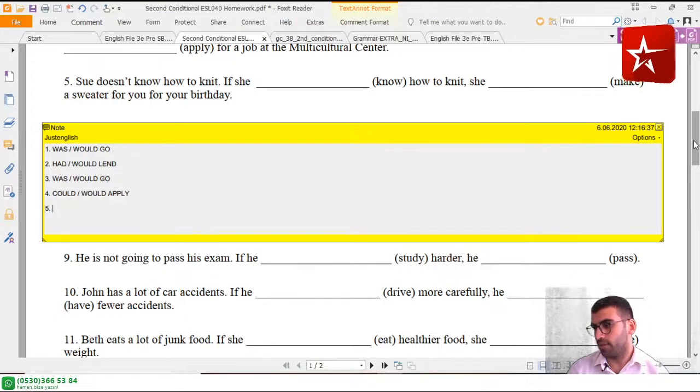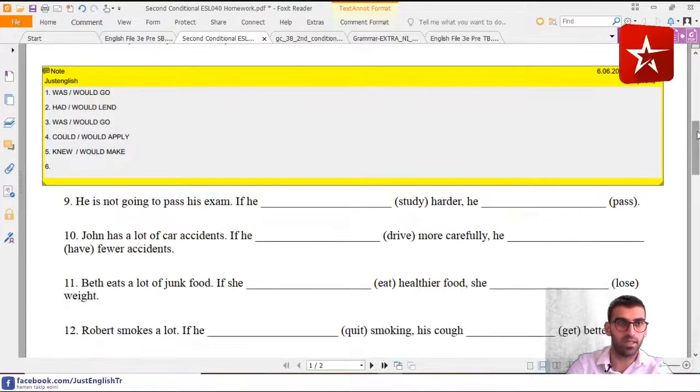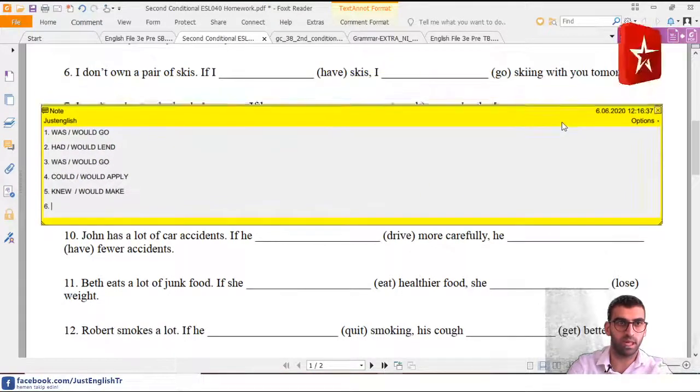Gülsafa says number 5 is knew and would make. Okay. Sıla, knew and would make. Yes, knew, that is the correct answer. We have to use knew after if, and would make. Yes, would make is a correct answer for number 5. And let's continue with number 6.